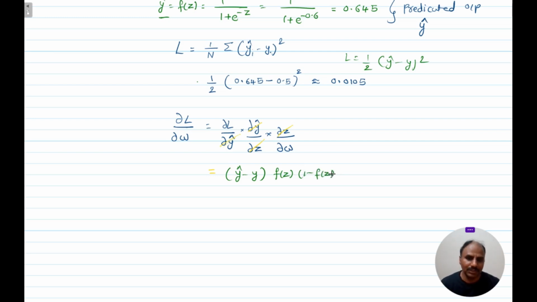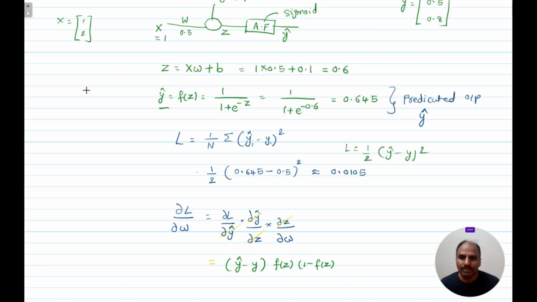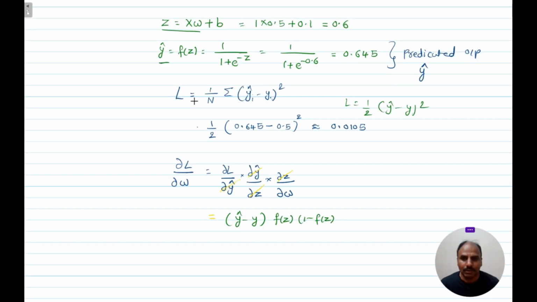And the last one is ∂z/∂W. If I differentiate this with respect to W, then simply it is x, because W is 1 and B is 0.